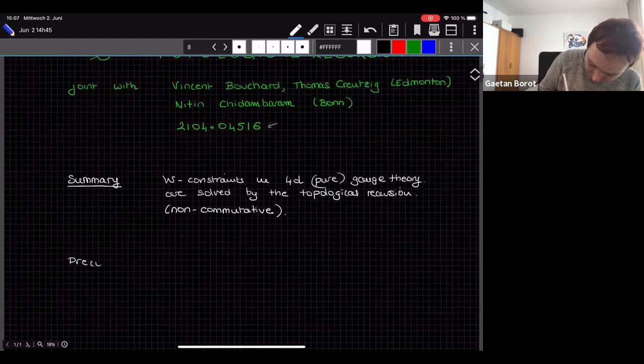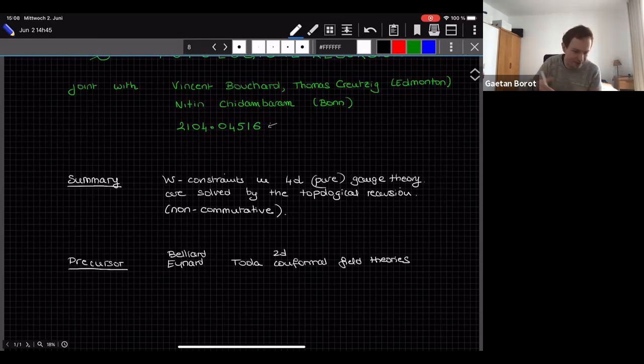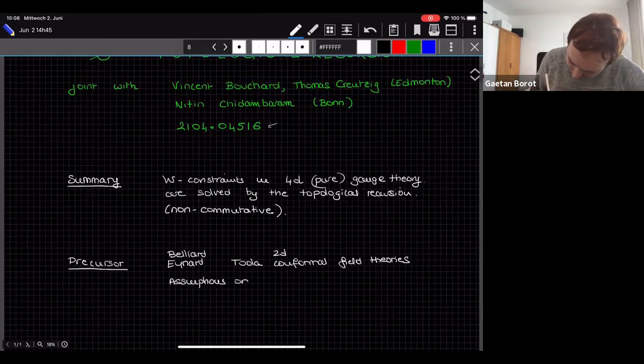There is a precursor to this work, although we don't use the same language. I should mention that there's a work of Hénard and Bérard a couple of years ago, who study what they call Toda conformal field theories. So it's a 2D CFT with W algebra symmetries. And what they do is they take some assumptions on the correlation functions, which are motivated by what you expect them to satisfy. And under these assumptions, they solve the Ward identities using TR or a non-commutative version of it.